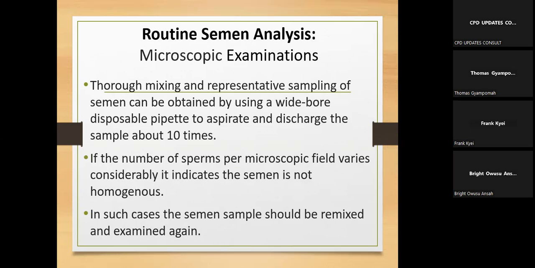So if you have the sample, especially once the sample has liquefied, you just use that pipette, aspirate and then deliver it back. So you aspirate and then discharge it back into the container about 10 times, and that will thoroughly mix the entire sample. All right, that is one approach that I recommend for you.